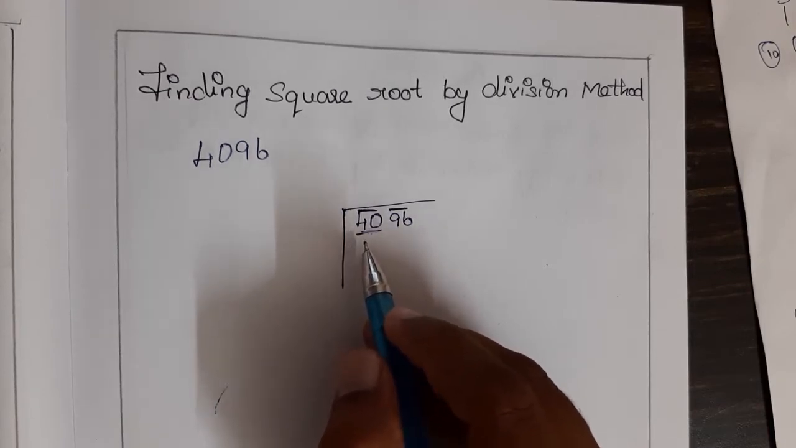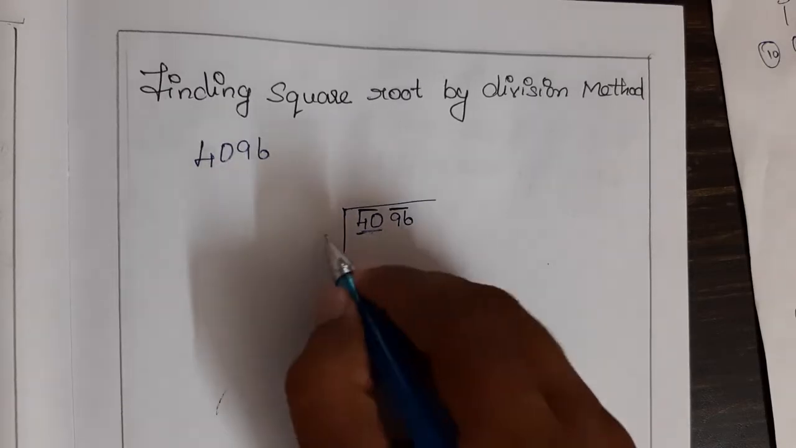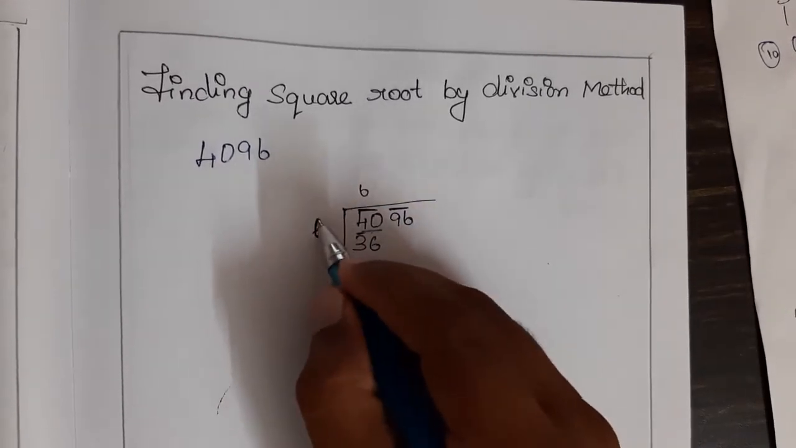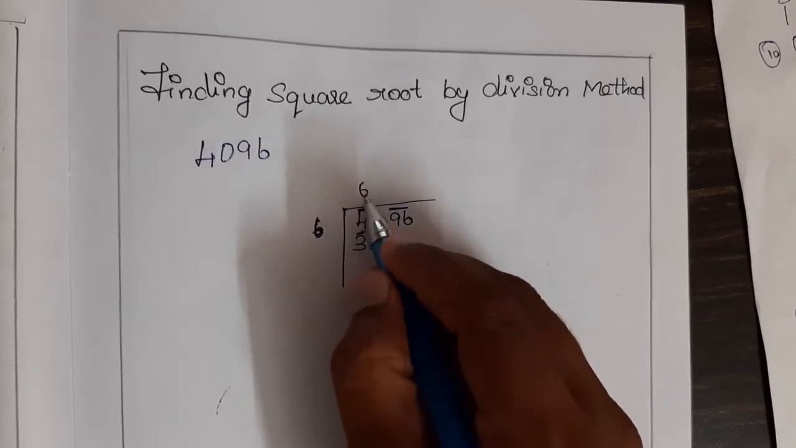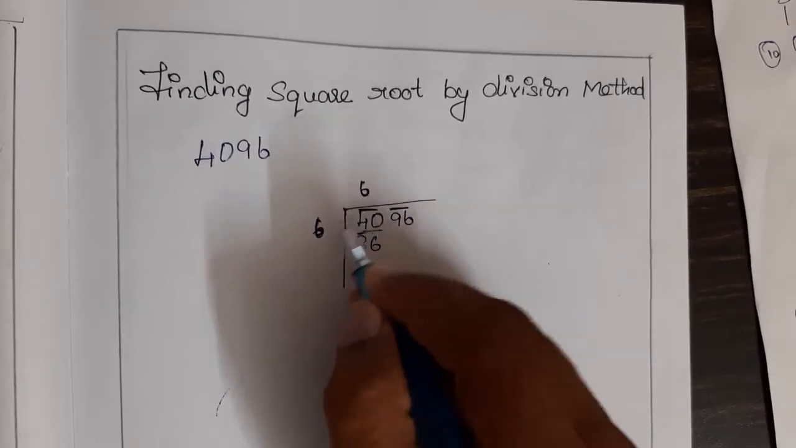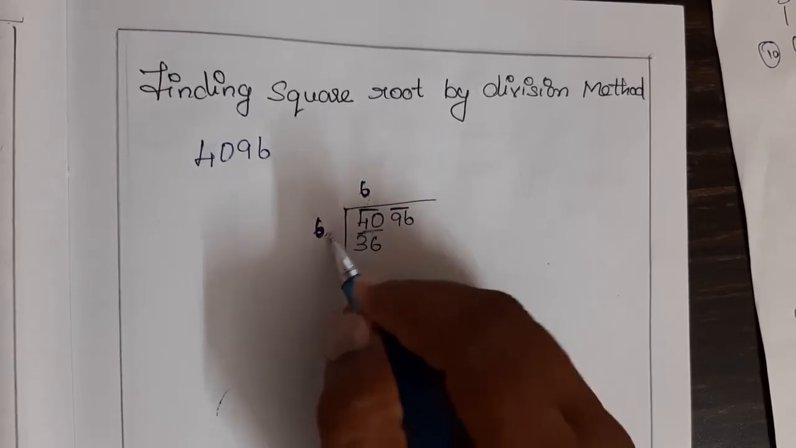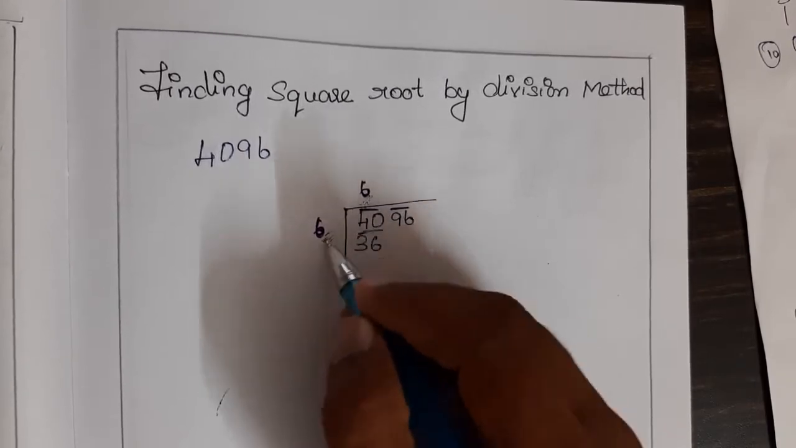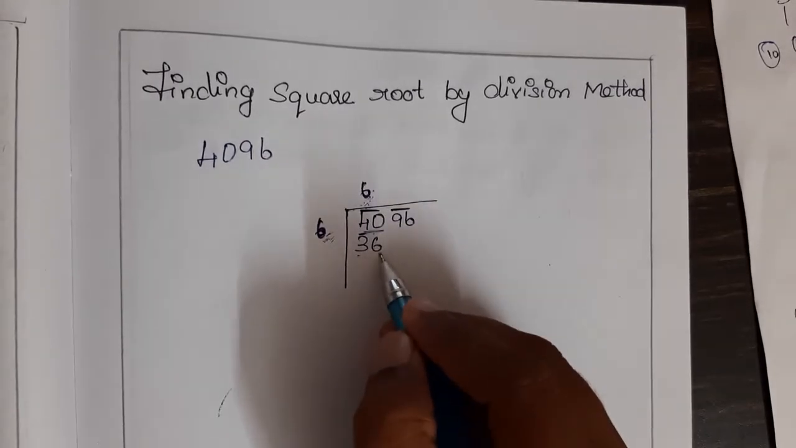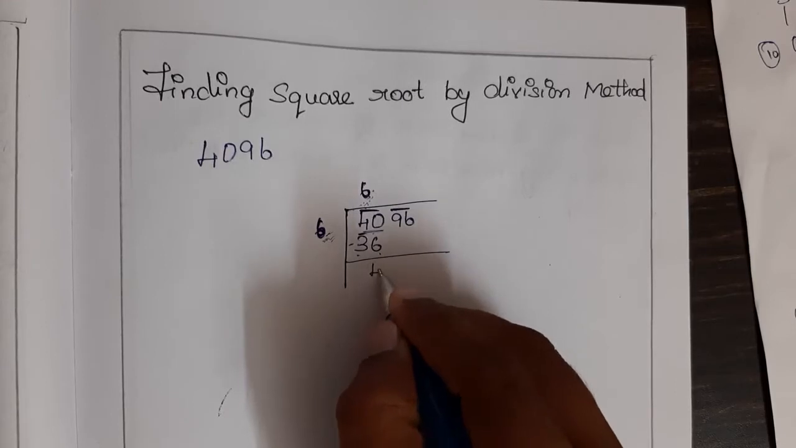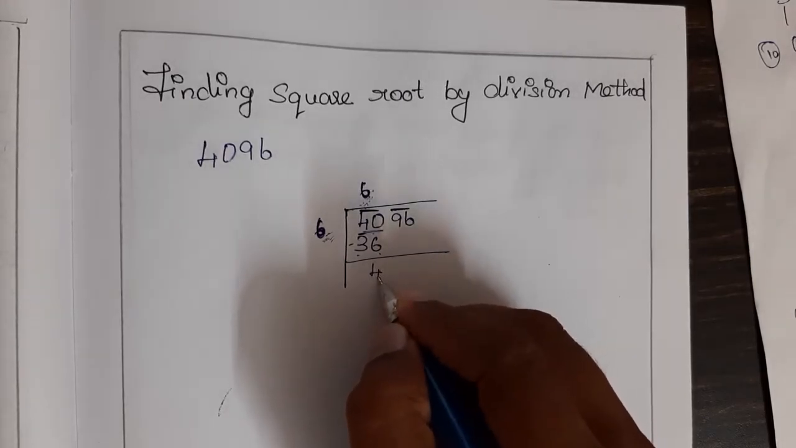6 squared, 36, comes, right? So 6 into 6 is 36. Always remember, it should be a square number. So both the quotient and the divisor should be the same. That is the first rule. Both should be the same, right? So we get 36. Now we have to subtract. If you subtract, the remainder is 4.